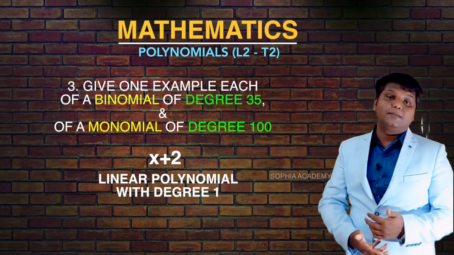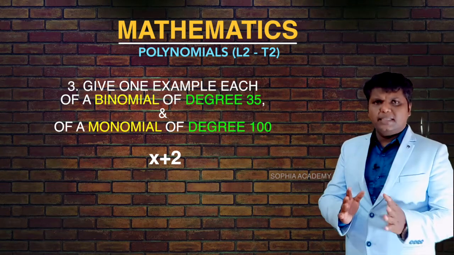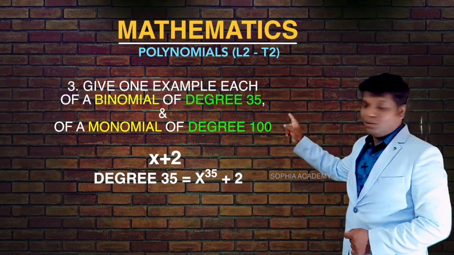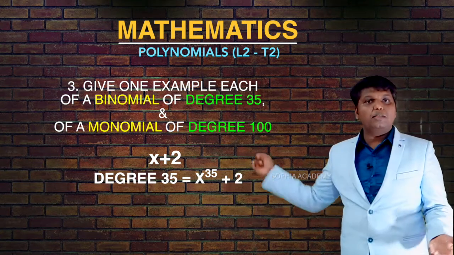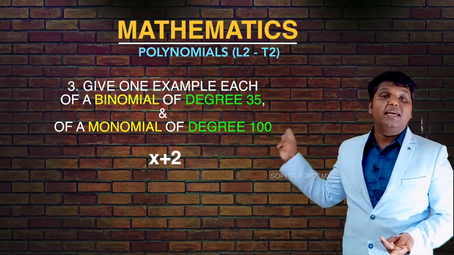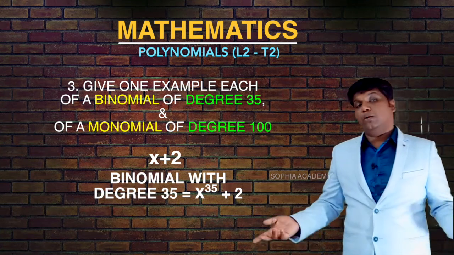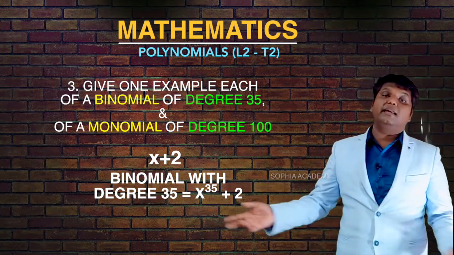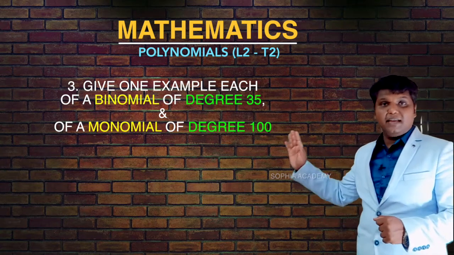We want to change it to degree 35. What do we have to do? It's simple. Just place 35 on the top of x so that it will become x raised to 35 plus 2. That's all, because it's a binomial. Two terms are there, and now the power became 35. So we can say this is a binomial with the degree 35. You can write x or you can write y, it doesn't matter. You can simply take x plus 37, x plus 93, anything. It should be a binomial, that's all. That's the condition.